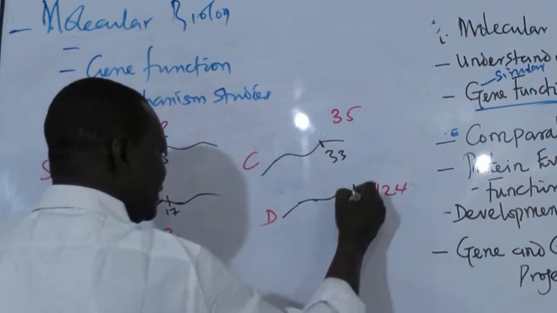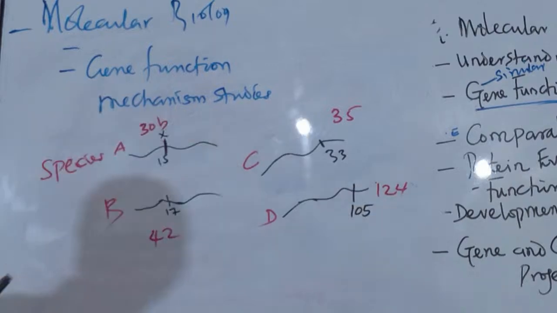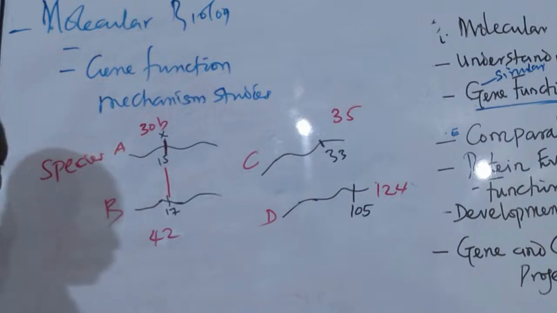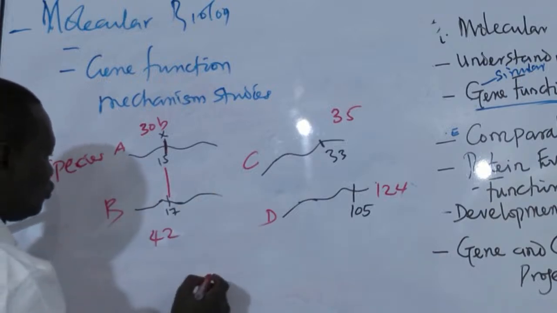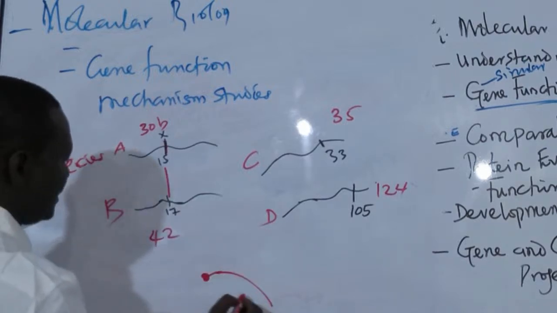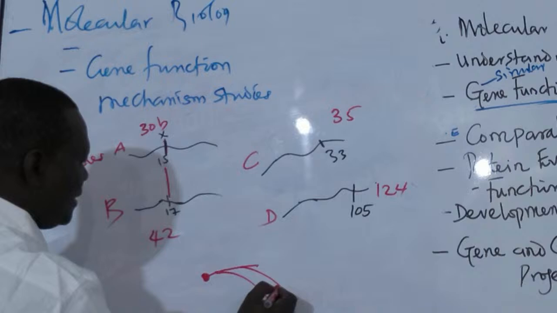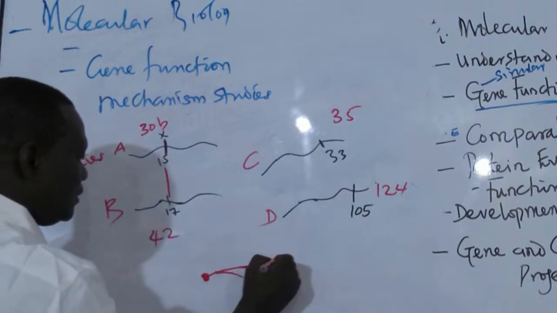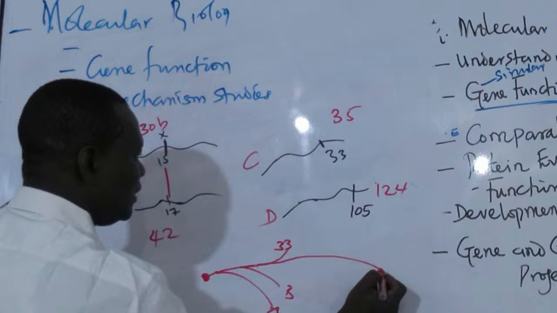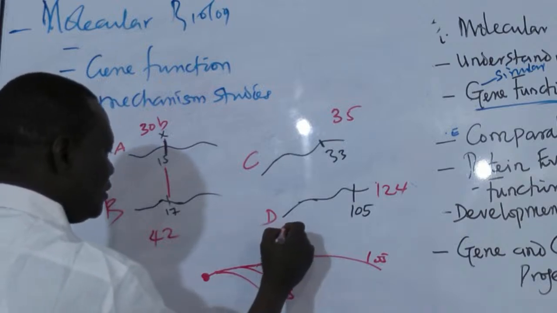And if there's another gene that you now have at 105, for example, under normal circumstances, if you want to plot a phylogenetic tree for this, you are going to do it this way: 15 will first of all come, that is A, then followed by B, the gene in B which is 17, followed by the gene in C which is 33, then followed by that gene in D. So this is going to be A, B, C, D.